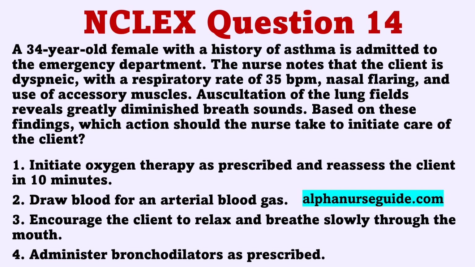A 34-year-old female with a history of asthma is admitted to the emergency department. The nurse notes that the client is dyspneic, with a respiratory rate of 35 breaths per minute, nasal flaring, and use of accessory muscles. Auscultation of the lung fields reveals greatly diminished breath sounds. Based on these findings, which action should the nurse take to initiate care of the client?